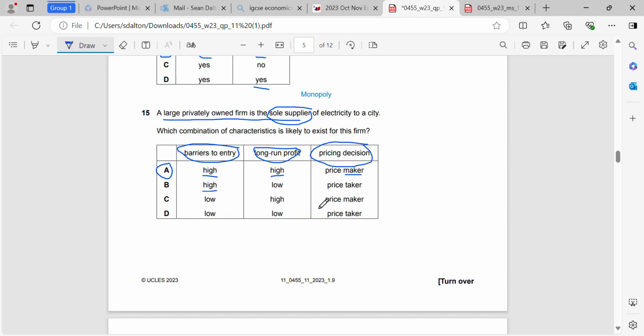So barriers to entry for monopolies, again, you can look over this. They're high barriers to entry. They can make supernormal profits in the short run and high profits in the long run. And they're price makers because they set the prices themselves, because they've got no competition.